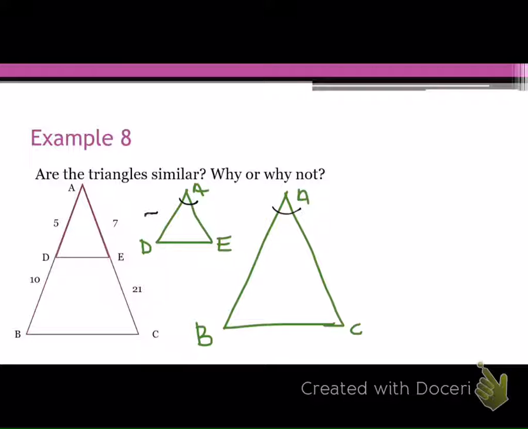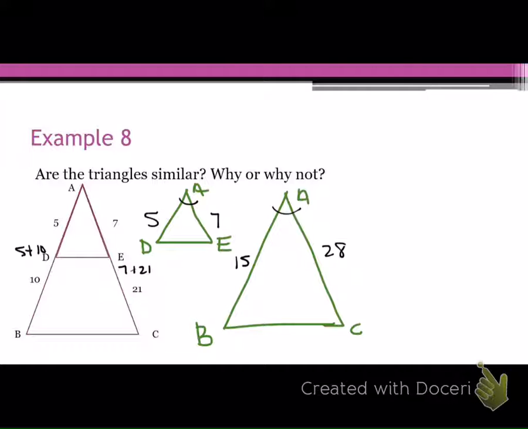So AD is 5 and AE is 7. What is the length of AB? 15. And what is the length of AC? Yep, it's 7 plus 21. This one's 5 plus 10, so that is 28.